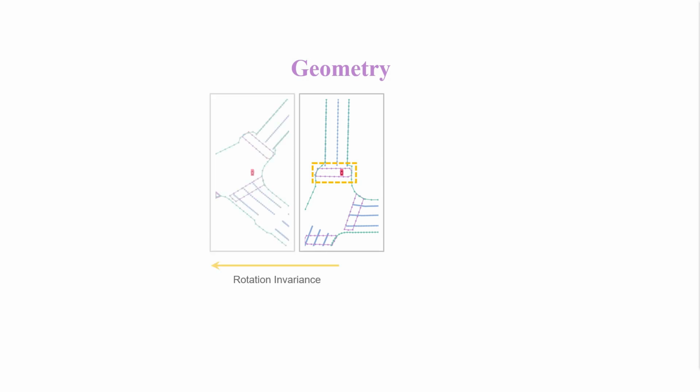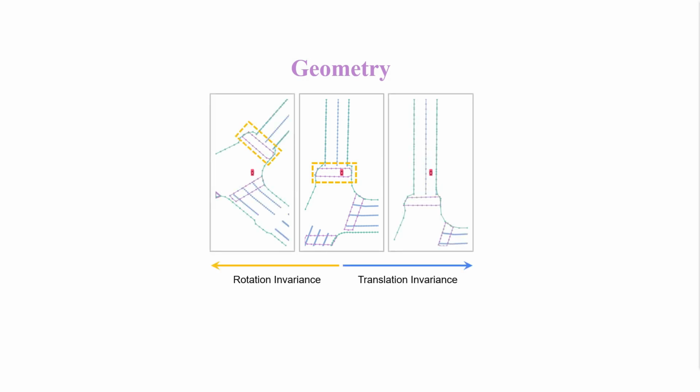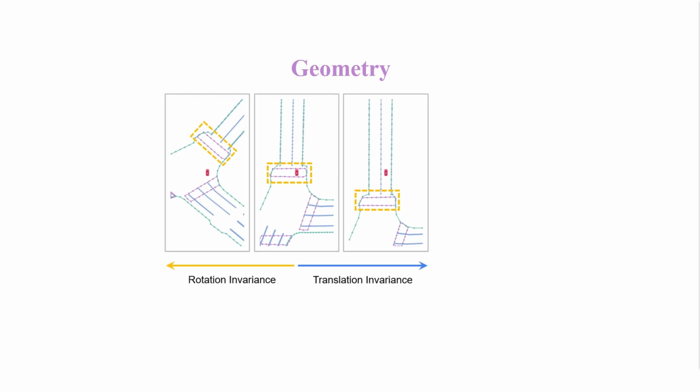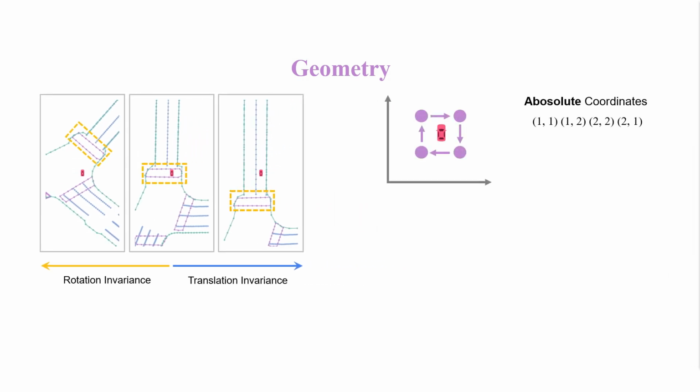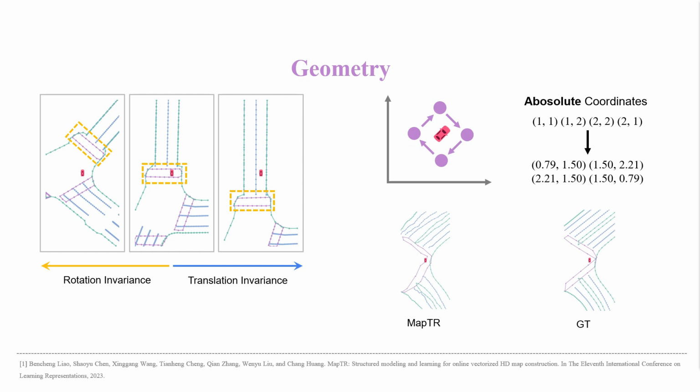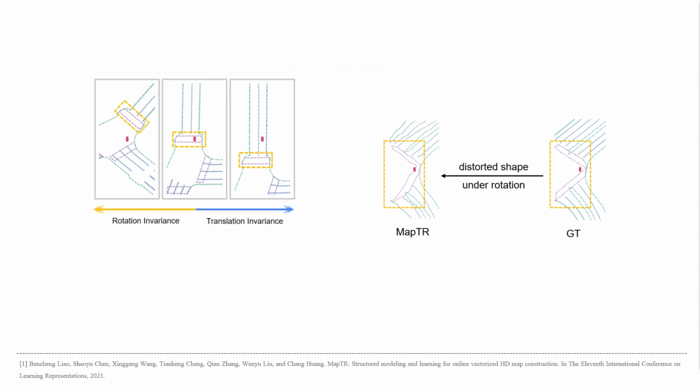In this work, we noticed an overlooked attribute of map instances, geometry properties. Here is an example. When the ego vehicle turns right or moves forward, the shape of the crosswalk remains unchanged. Existing representations are often based on absolute coordinates, which change significantly as the ego vehicle moves, meaning these representations are sensitive to rotations and translations. Here is a real scene where the baseline model predicts a distorted crosswalk shape in this tilted scenario.